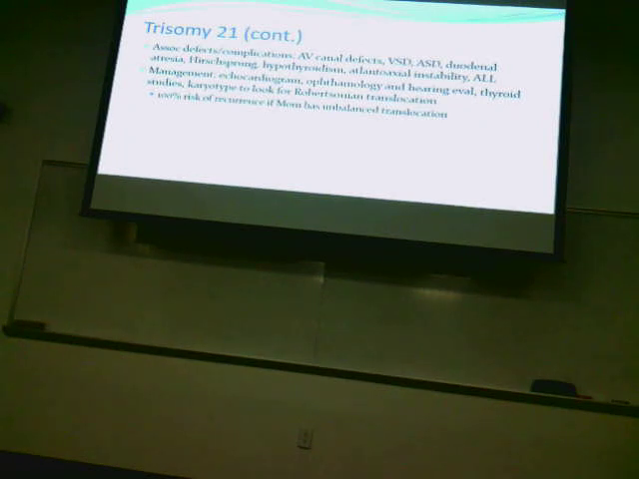We should also note the complications of trisomy 21. So there's a lot of defects and complications, including AV canal defects, VSD, ASD, duodenal atresia, Hirschsprung, hypothyroidism, atlantoaxial instability, and ALL. So just common things that are tested. Most common cardiac condition is going to be your AV canal defects. That's the one to think about. But then your VSD, ASD is also associated with that.